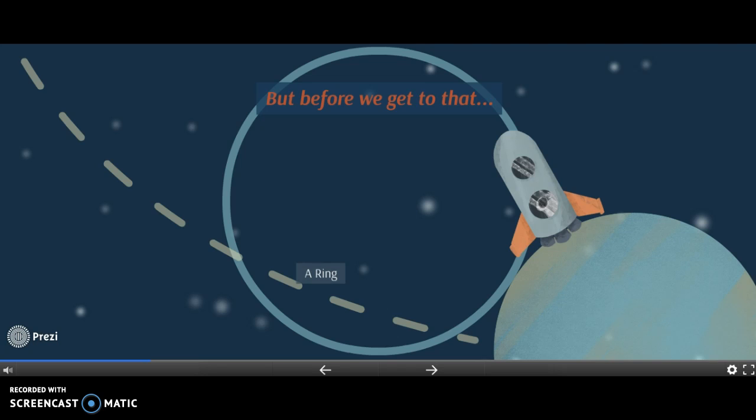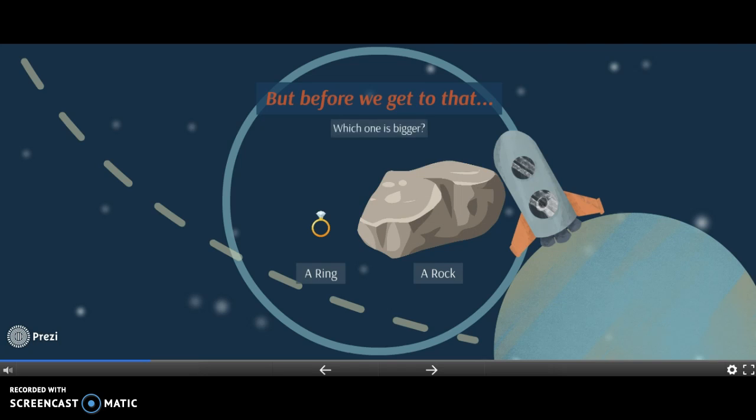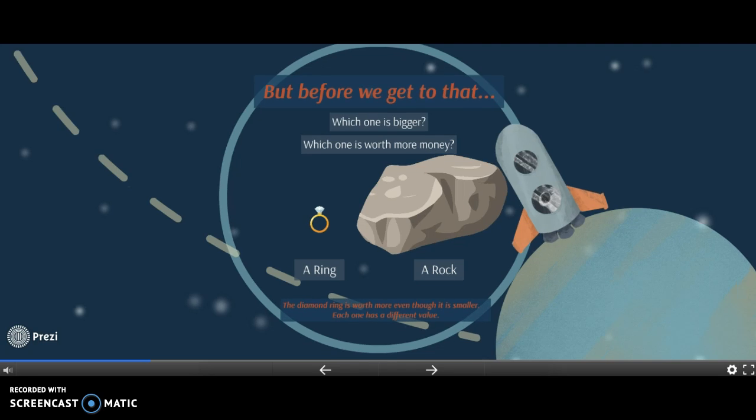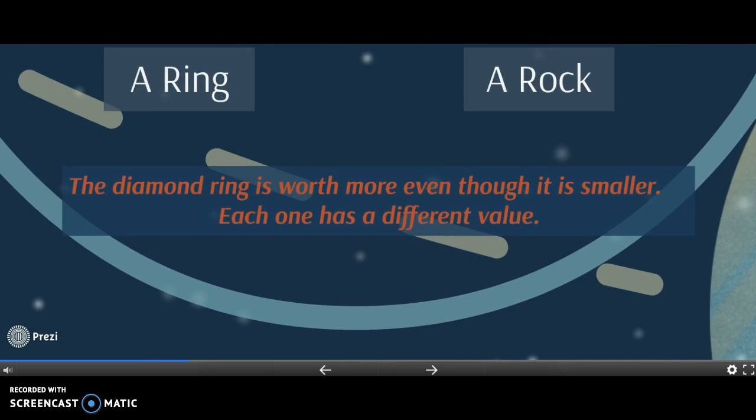Here we have a ring and a rock. Which one is bigger? The rock, right. But which one is worth more money? The ring. The diamond ring is worth more even though it's smaller, because each one has a different value. We see that here.